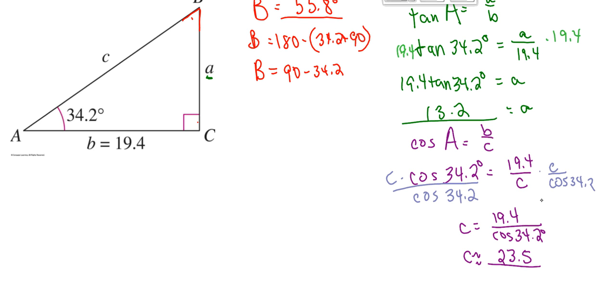I will just comment, in this particular situation, I figured this myself, you would still get 23.5 if you used that rounded 13.2 and the Pythagorean theorem. And so that's just another comment.